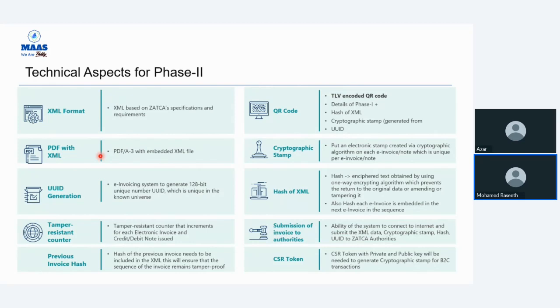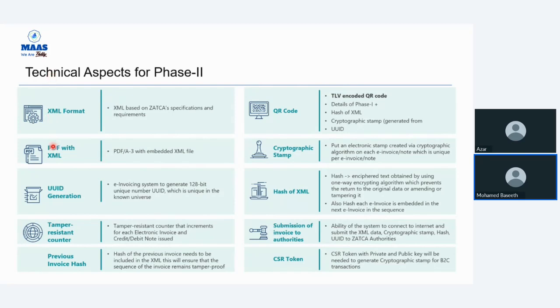And then PDF with XML. This is both human readable as well as machine readable. It looks like any normal PDF file, and this file will also have the XML file embedded in itself. So this file can be human readable as well as readable by the Zatka servers. So that is the PDF.